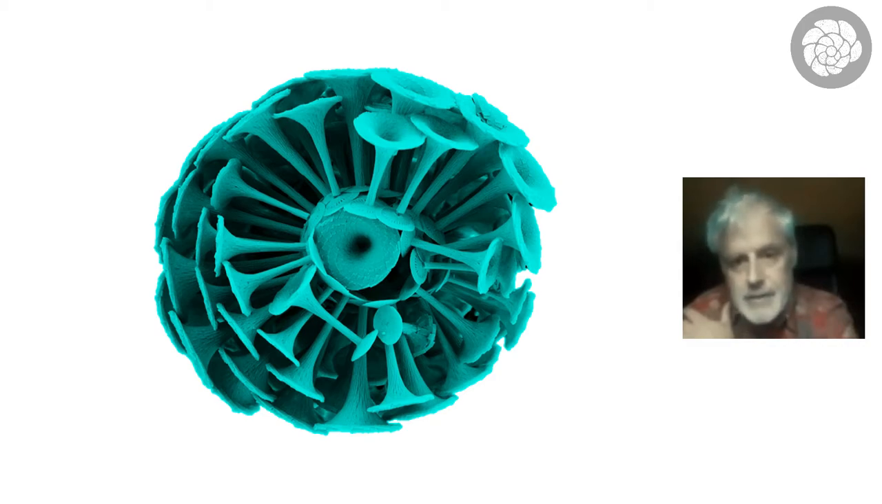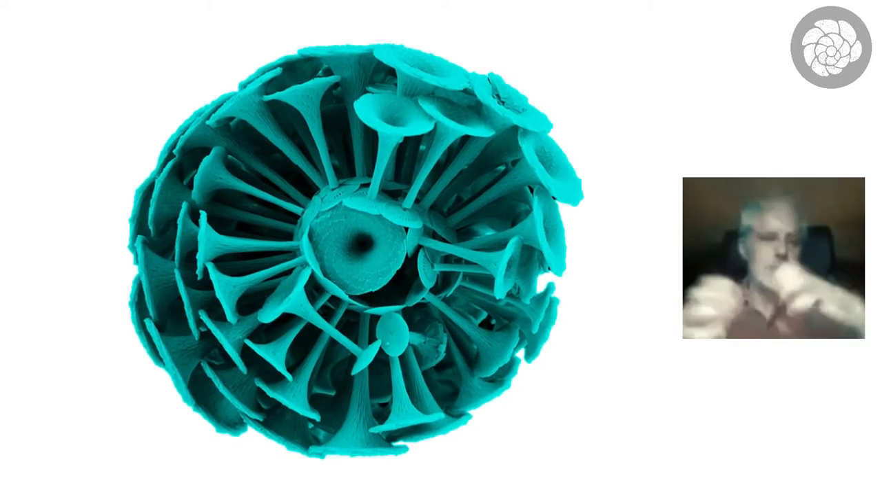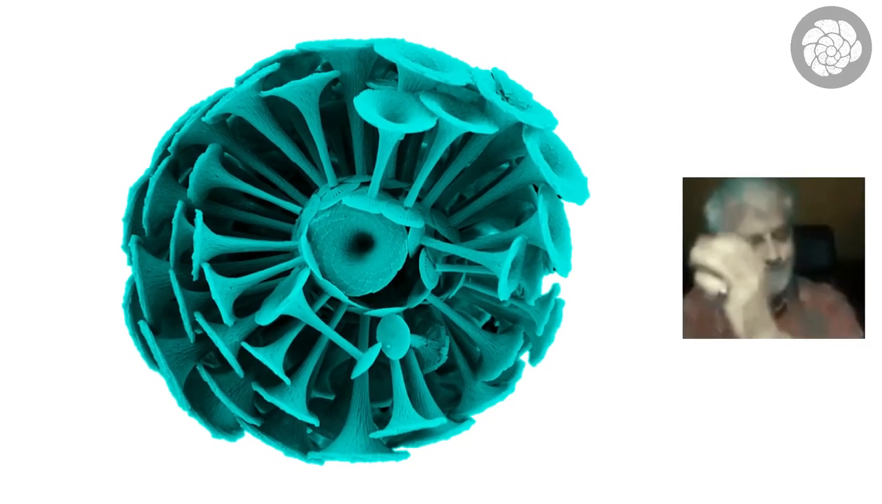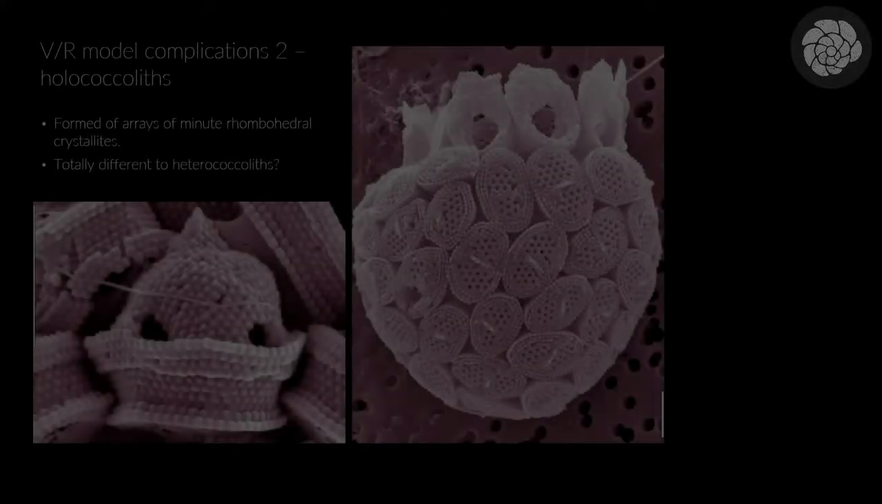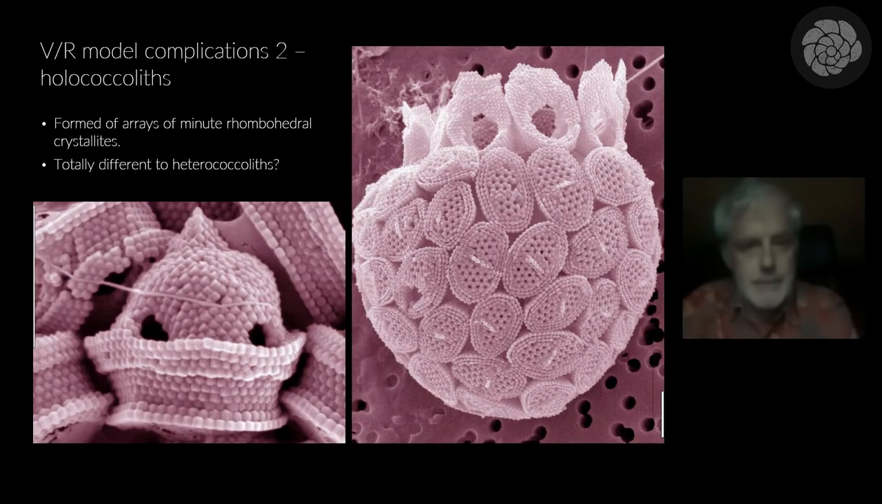So the trumpet and the base are both formed inside the coccosphere, and in this case it almost looks like it's too big to go inside the coccosphere. Part of the reason is that in Discosphaera they seem to form the trumpet and the base separately, and they're only joined together once it's exocytosed. And no, we don't fully understand how that happens. When you get through the complication, there's still lots we don't understand. Okay.